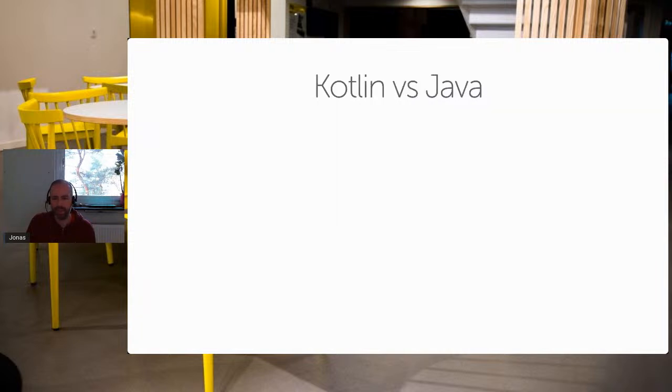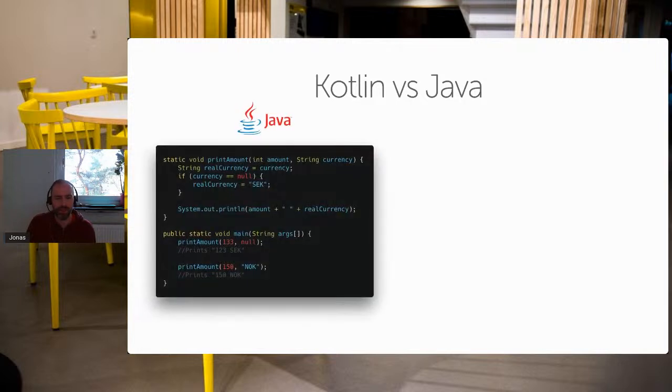So let's look into a bit how Kotlin performs versus Java. I know that some of you have already studied a bit of Java, so you might be a bit familiar with the ups and downs with it. And for JavaScript, the syntax might be a bit similar as well. So here to the left, I have a simple function in Java that formats a given amount and a currency. It prints the amount with a currency after it.